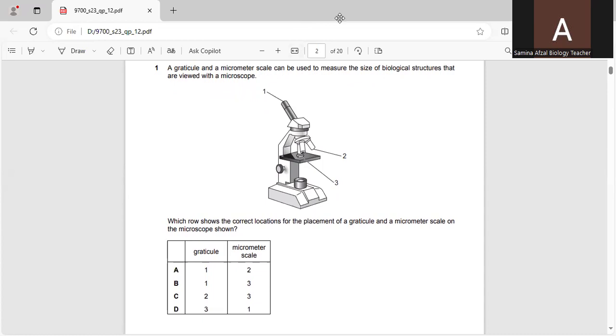Here you can see that a microscope is given. Number 1 shows the eyepiece, number 2 is the lens, and number 3 is the stage. According to this information, which shows the correct locations for the placement of the graticule? The graticule is always placed in the eyepiece, and the micrometer scale is always on the stage. So according to this information, B is the correct option.